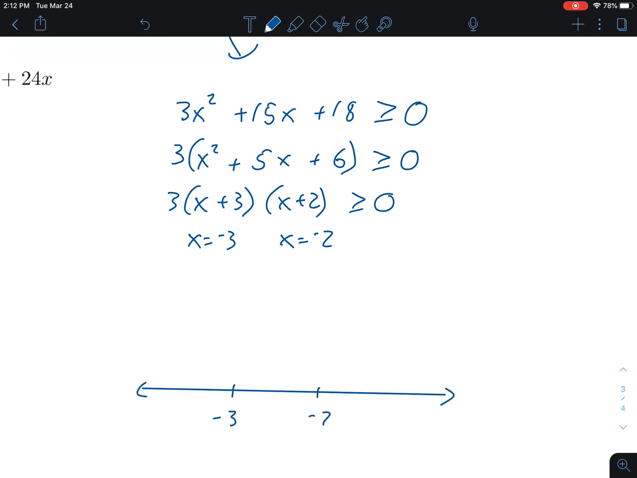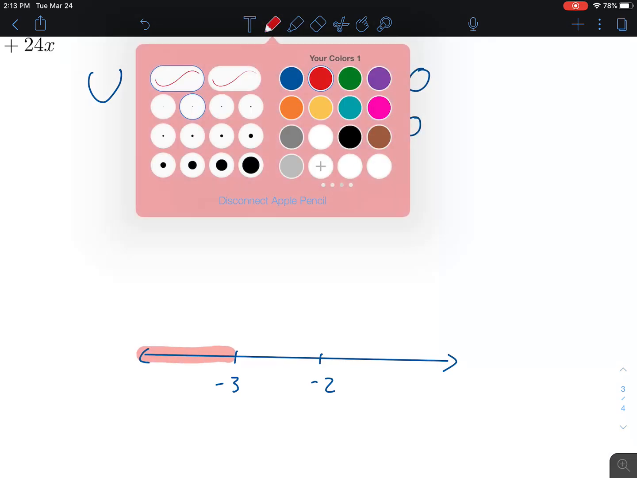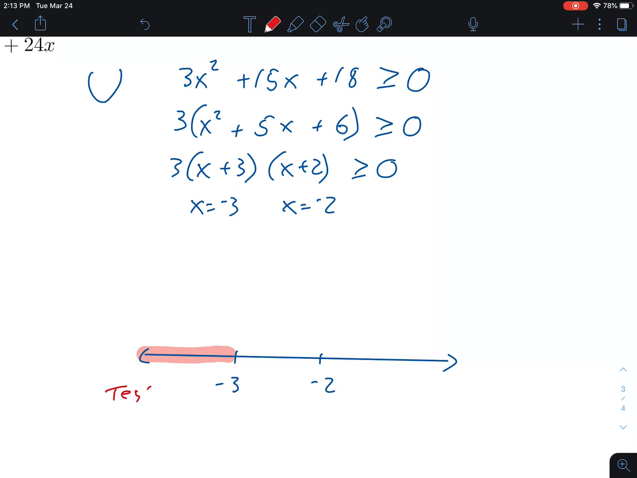Okay, we know this is a parabola, negative 3, negative 2. So we just have to know either does a parabola go like this or like this. We kind of have an idea because we know my a term is 3x squared, so it probably is going to go like this. But let's see. I'm going to pick a number in this range over here in red. Pick any test number. So for example, test the number negative 4.